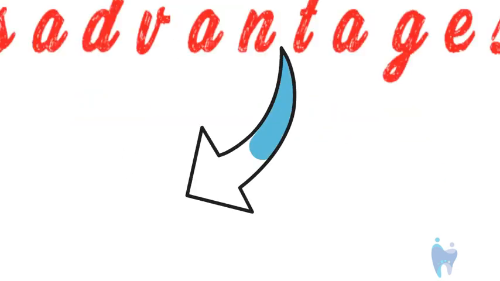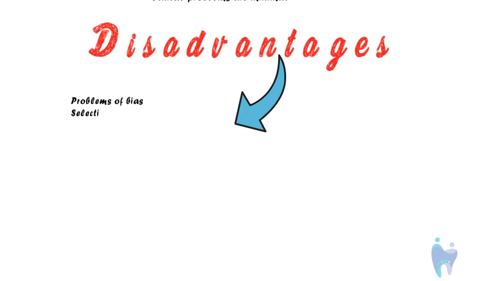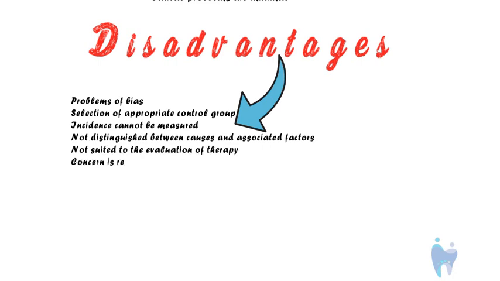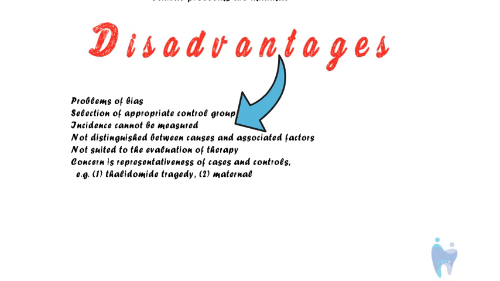Disadvantages. Problems of bias. Selection of appropriate control group. Incidence cannot be measured. Not distinguished between causes and associated factors. Not suited to the evaluation of therapy. Concern is representativeness of cases and controls, for example, 1. Thalidomide tragedy, 2. Maternal smoking and congenital malformations.